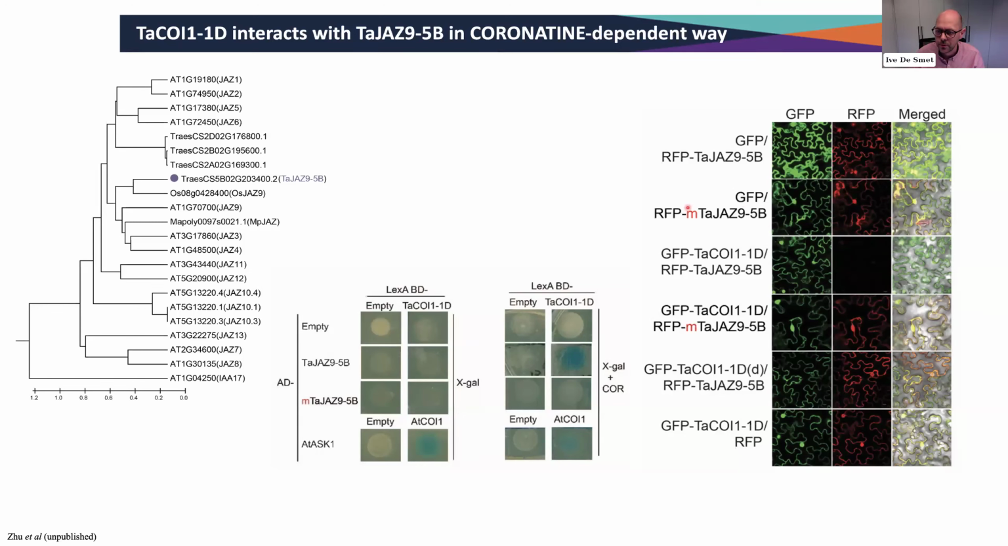So if we specifically mutate that JAZ protein to disrupt this interaction and degradation, we see that the protein stays largely stable. And we also see that if we render the COI1 non-functional by mutating that protein. So indeed, the wheat COI1 from the 1D genome is able to interact and to facilitate the degradation of these JAZ proteins.